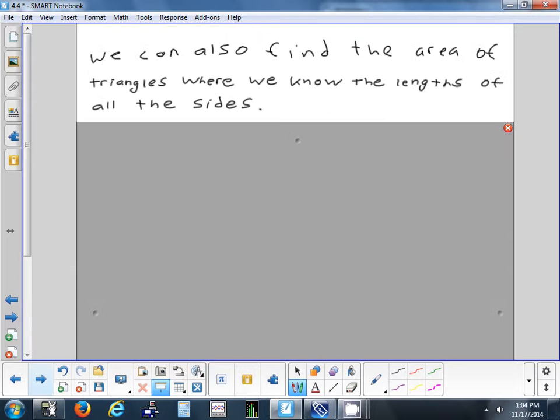Okay. So our second type of formula is for finding area of a triangle again. This time it's if you know all the sides. Okay, you're not going to know any of the angles.